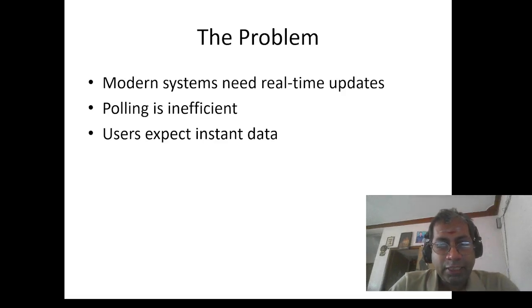In many systems, we need data as soon as it is available. But traditional systems work differently. They keep asking again and again, "Do you have data? Do you have data?" This is called polling, and it creates a problem. It wastes resources and it doesn't scale well.